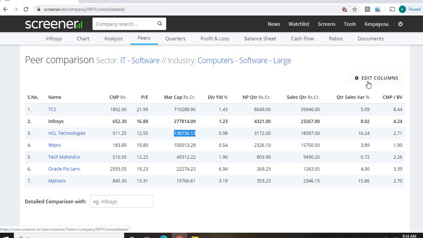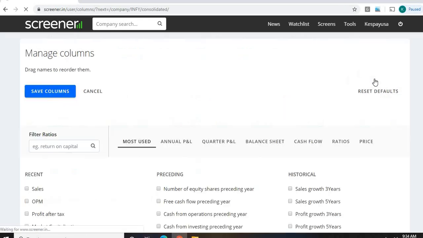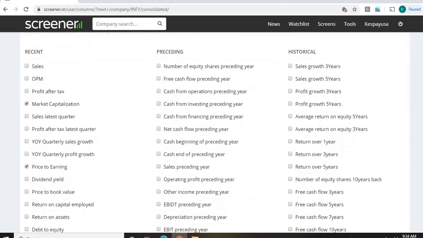And there is a column called edit columns here. If we click on edit columns, there is a lot of information about this particular thing. There are lots of sales details or historical data, like sales growth, profit growth, returns of the year, or free cash flow, how much is there.